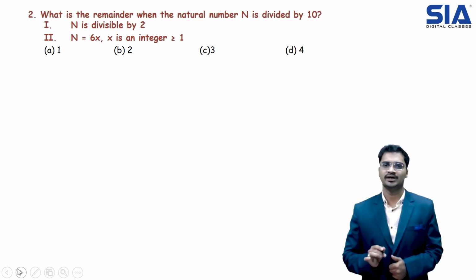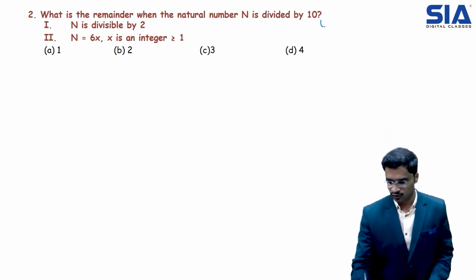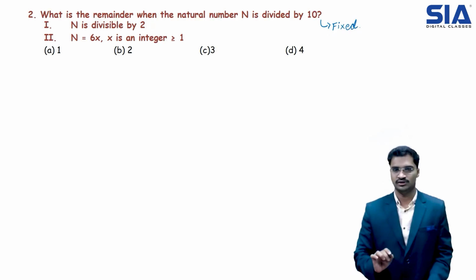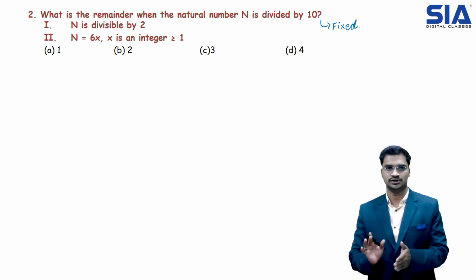Now coming to the next question, which is: what is the remainder when the natural number n is divided by 10? So we want a fixed answer. What do we want? We want a fixed answer for this particular question. The answer should be fixed. It should not change.